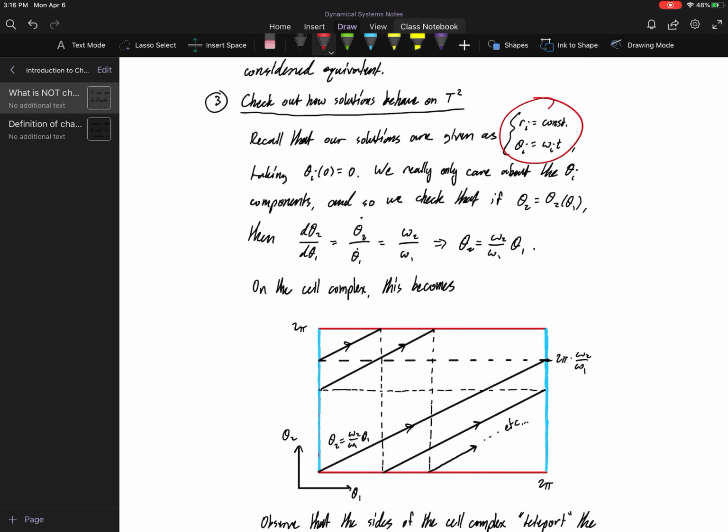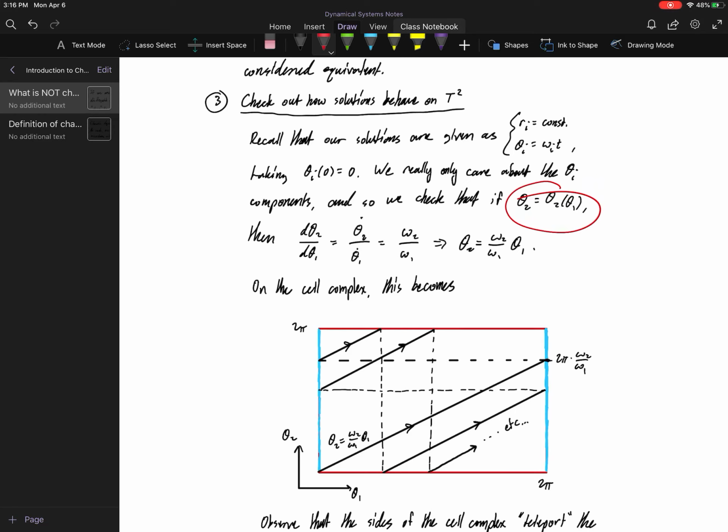And we're going to go ahead and start out so that theta is going to be 0 to begin with. So we're going to start at the bottom left corner of our cell complex. Right, we're going to have theta 1 equals 0 and theta 2 equals 0 at time 0. So check it out though. We really only care about those theta components because those R1 and R2 are constant. They really don't matter too much in the system.